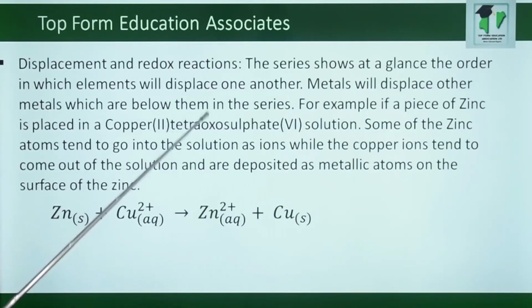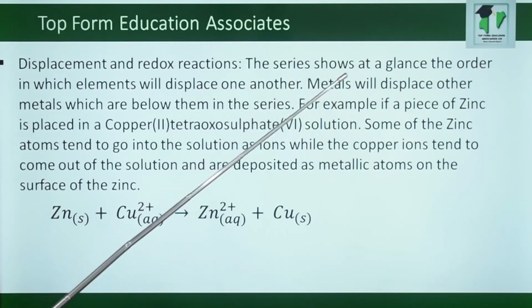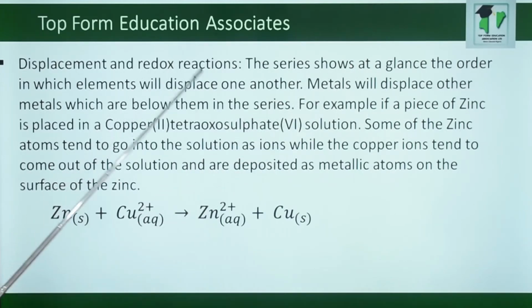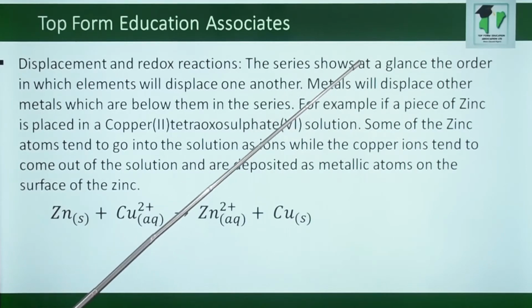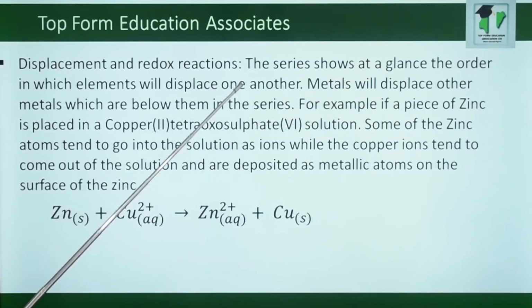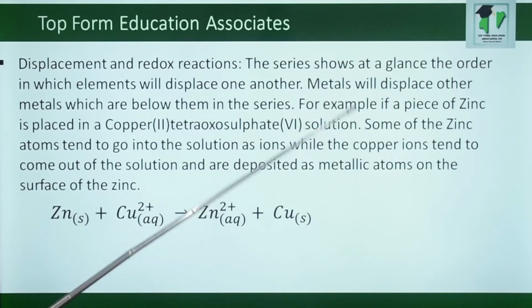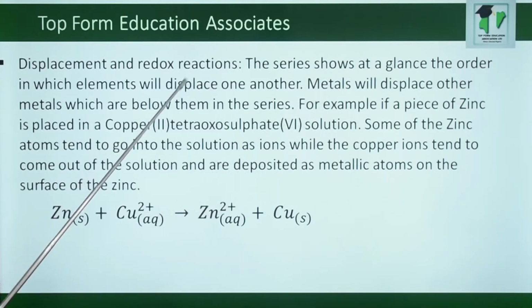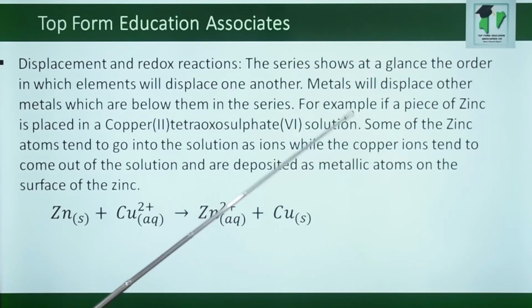Displacements and redox reaction. The series shows at a glance the order in which elements will displace one another. Metals will displace other metals which are below them in the series. For example, if a piece of zinc is placed in a copper(II) sulfate solution, some of the zinc atoms tend to go into the solution as ions, while the copper ions tend to come out of the solution and are deposited as metallic atoms on the surface of the zinc. This is because zinc is higher than copper in the electrochemical series and will displace it from the solution.